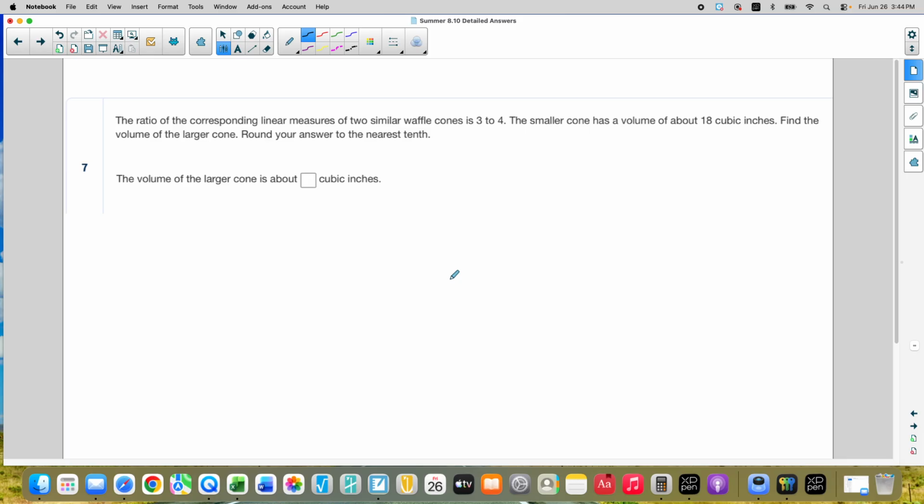The ratio of the corresponding linear measures of two similar waffle cones is 3:4. Notice they said linear. That means we're dealing with one dimension. I like that we talked about that. The smaller cone has a volume of about 18 cubic inches. Find the volume of the larger. Since we're going larger, we're going to do 3/4 times 18.